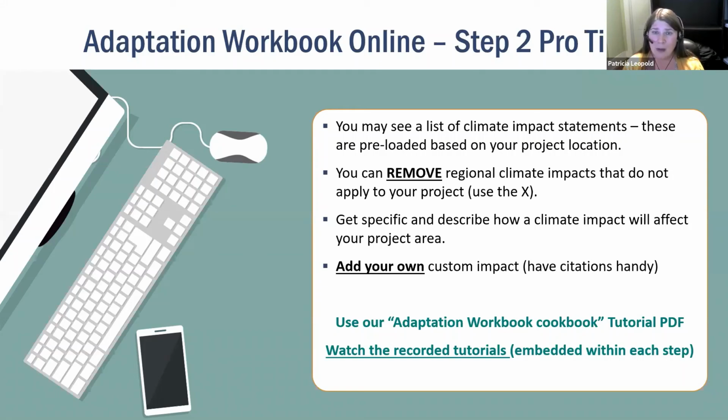If you see something in the Midwest Climate Assessment or the National Assessment or the video that Erin shared with you, you can add your own custom impact and then really get specific about why you're worried about that on your site. And then you use our adaptation workbook, cookbook tutorial, the PDF or the videos that are embedded in each of the steps. And if you still can't figure something out, reach out. We will be happy to work through this with you.